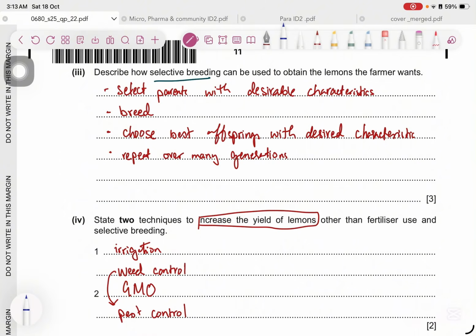So you select parents with desirable characteristics, you breed them together, you choose the best offspring with desired characteristics, and then you breed them together and you repeat this over many generations so that you can get your desired lemon, or the desired characteristics of the lemon.